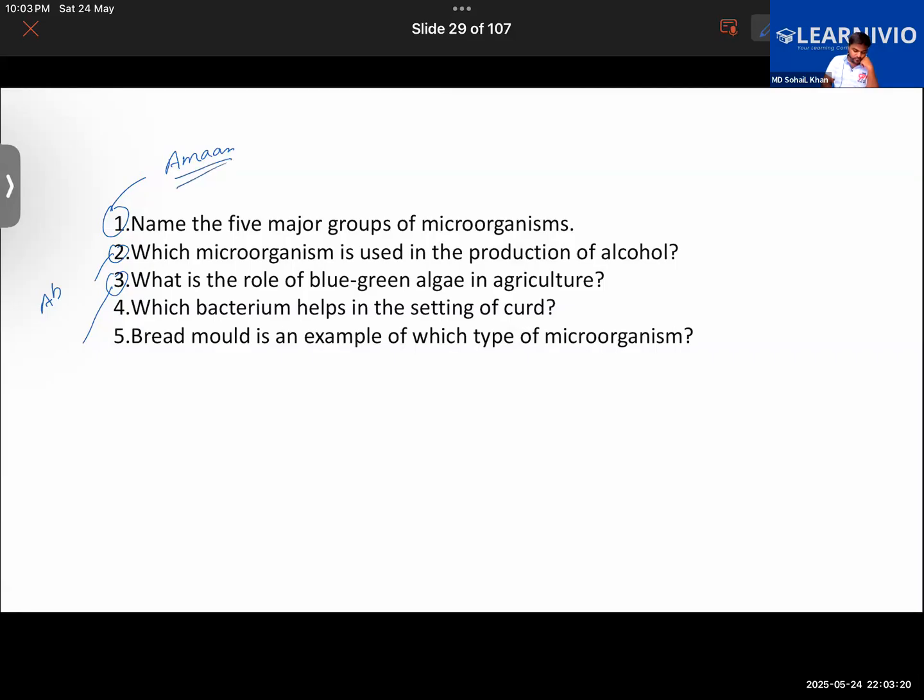Sir, the first one, the answer is first fungi, second bacteria, third protozoa, fourth algae, and fifth virus. Good. Okay, then you answer the fourth question. Sir, lactobacillus. Yes, Abu Bakr, answer the second question. Yeast. And the third one also.